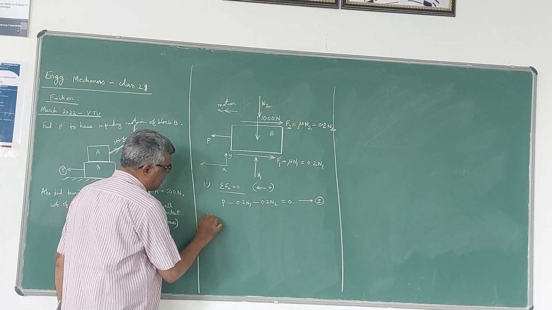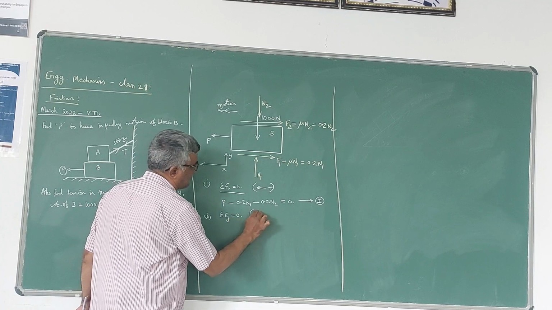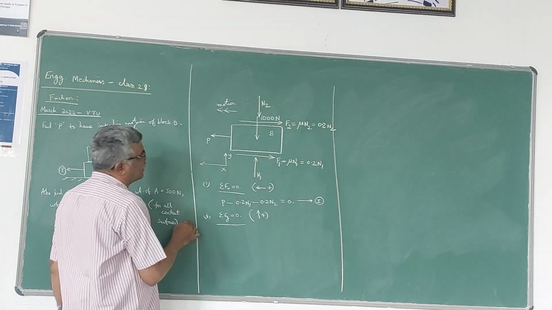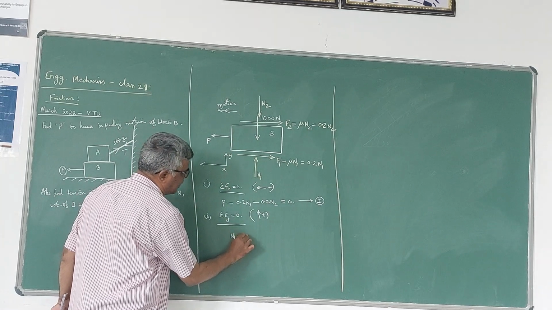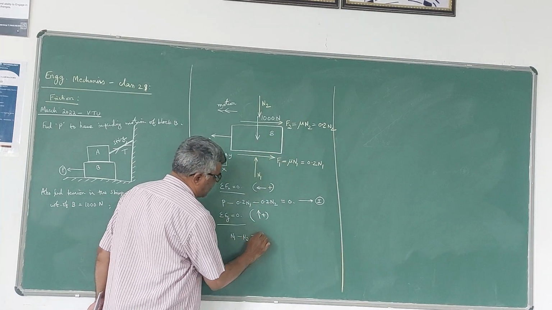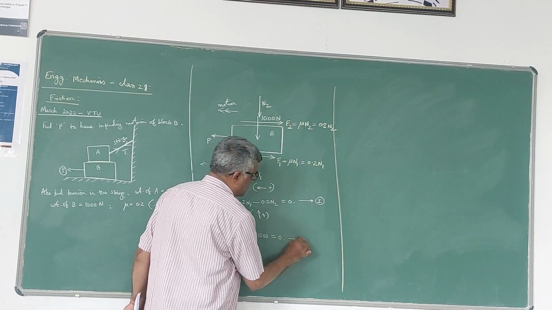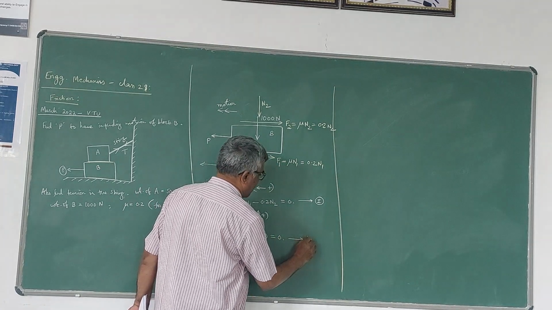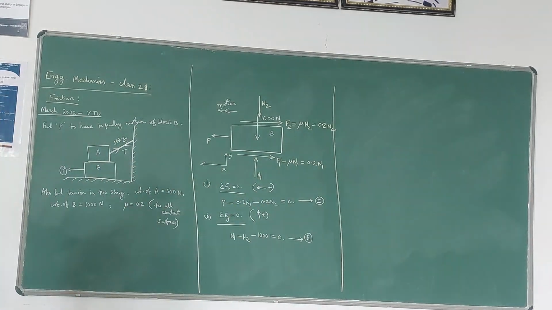Now the second equilibrium equation is sigma Fy is equal to 0. Of course, upward positive, downward negative. So N1 is positive but N2 is negative. So N1 minus N2, and this 1000 Newton is there which is negative downwards. So minus 1000 is equal to 0. So this is the second equation you have got. So we cannot solve this also. There are 3 unknowns, 2 equations.